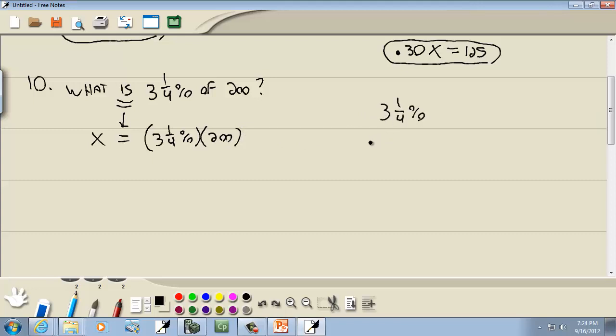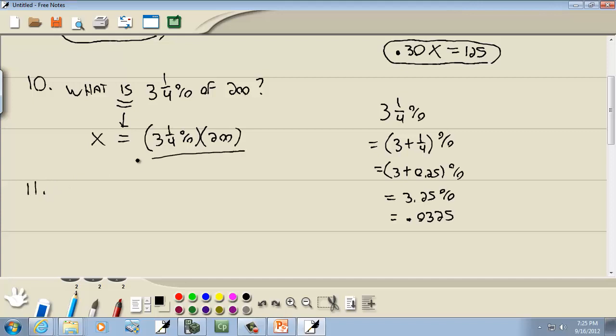If we were to go through, we're not going to solve this, but that's the same as 3 plus 1/4%. And if I were to do this by hand or check on my calculator, 1/4 is 0.25. So this becomes 3.25%. And then to go from percent to decimal, we move it 2 places to the left. So it'd be 0.0325. And that's the value we'd want to use in this problem. But all they're wanting is set up.